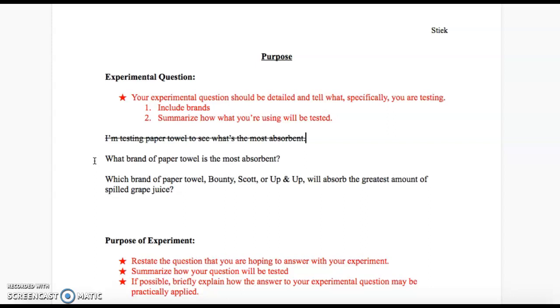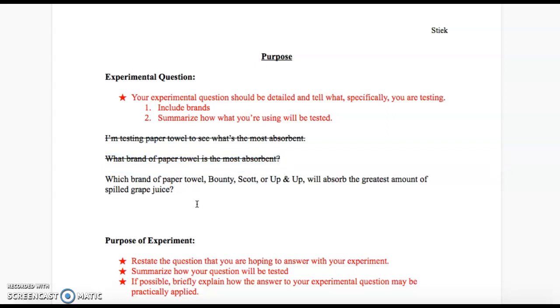So what brand of paper towel is the most absorbent is a great place to start, but that's not where we want to end our experimental question. Remember, we want to include brand names. We want to summarize what we're going to be using to do our test. So example number 2, even though it's closer, is not what we're looking for in this document.